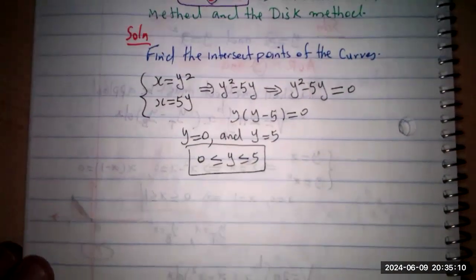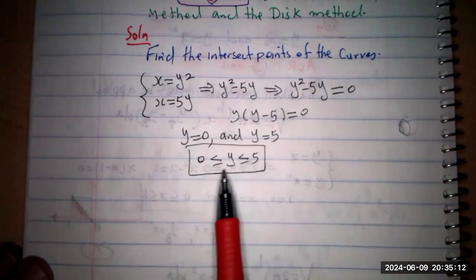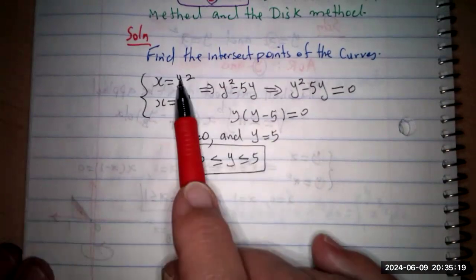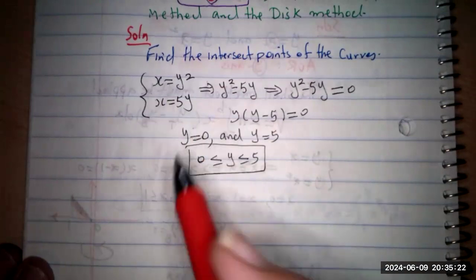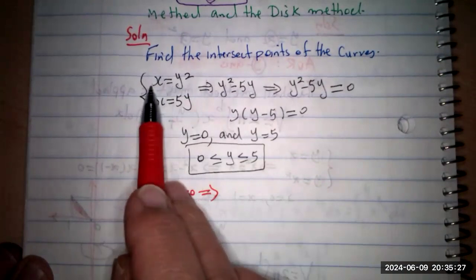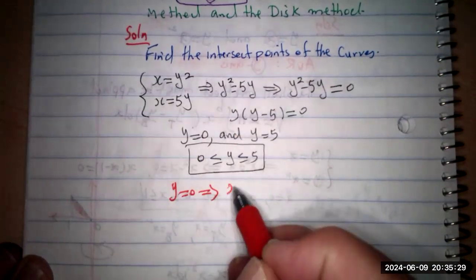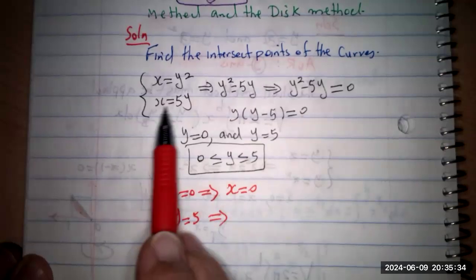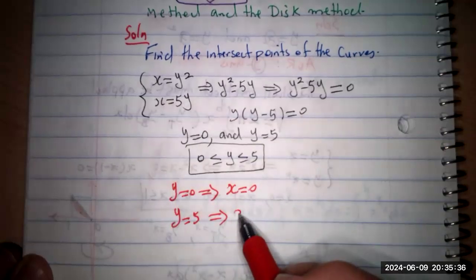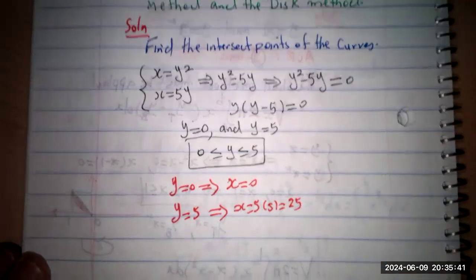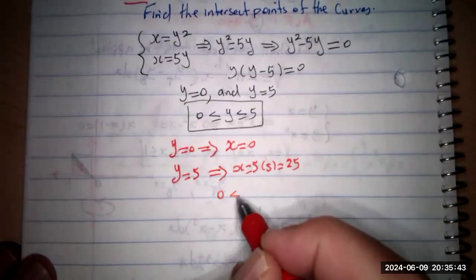Since you want to use two different methods, this is the range of the y. You better find the range of the x as well to be ready for it. So you can substitute these numbers in one of these two equations to get the x. So y equal to 0, I just use the first one. So x would be 0. Y equal to 5, I use the second one. X would be 5 times 5, which is 25. So at the same time, x would be between 0 and 25.